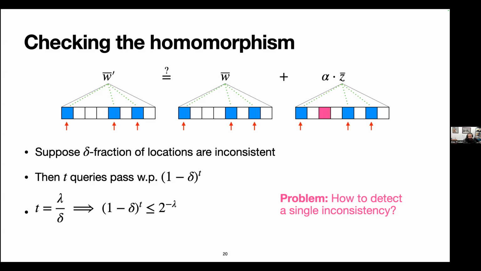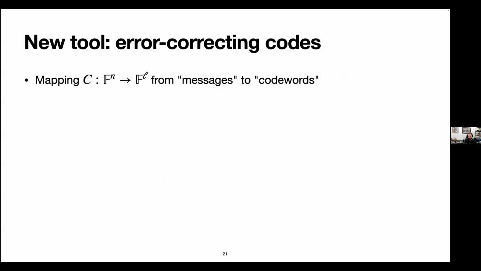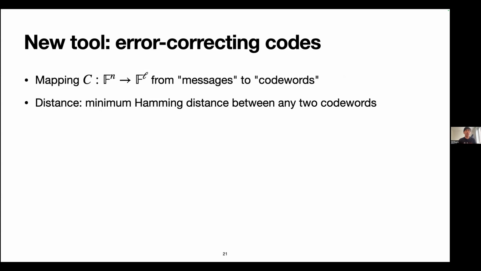Thank you. Cool. Okay, so error correcting codes. An error correcting code is simply a mapping from n element vectors, which we call messages, to L element vectors, which we call code words. Generally, code words will be much longer than the messages. The key property of a code that we want to make use of is the distance. The distance of a code refers to the minimum Hamming distance between any two code words, where Hamming distance refers to the number of entries where two vectors are not equal.